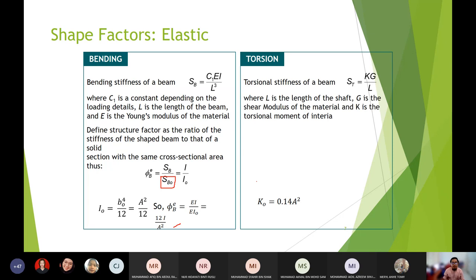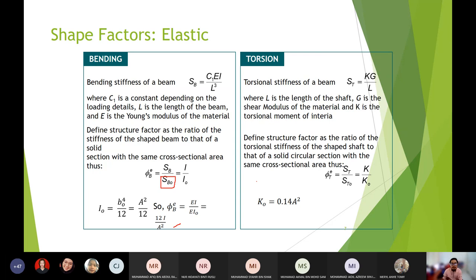Okay, next for torsion. The torsional stiffness of a beam, the stiffness in torsion, equals K, which is the torsional moment of inertia, times G, the shear modulus, over L. For torsion, it's not the Young's modulus, we call it the shear modulus. And L is the length of the shaft itself. So the structural ratio for the elastic torsional twisting, the torsional stiffness, is S T for any kind of shape over S T for a solid circular section with the same cross-sectional area.